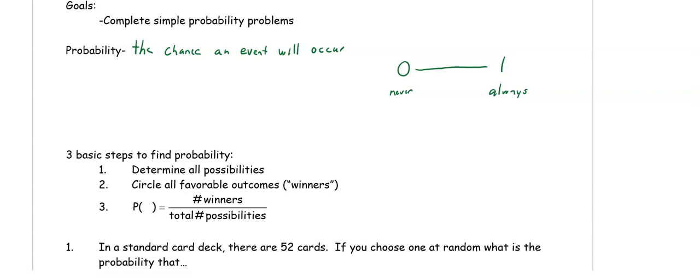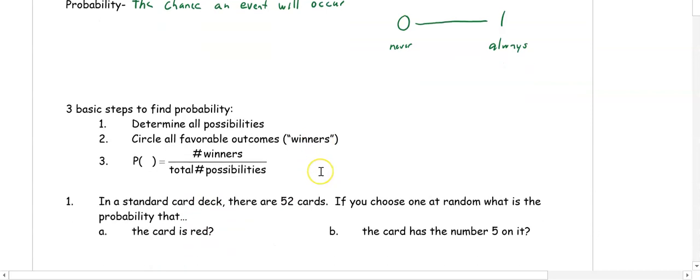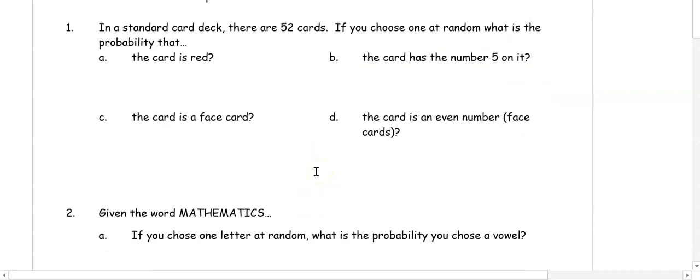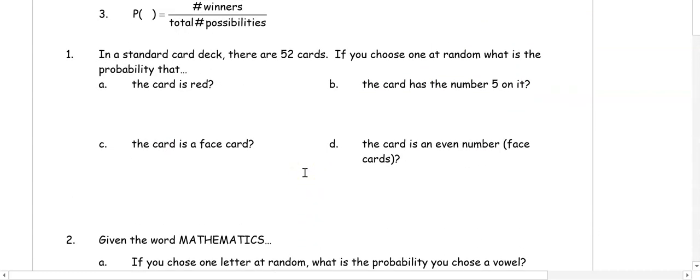So there are 3 steps to doing probability. First, you want to determine all of your possibilities. Then you want to circle your favorable outcomes, which we would call winners. And then to write our probability of the event, it's going to be the number of winners over our total possibilities. So first, let's look at some simple probability with just pulling one item.